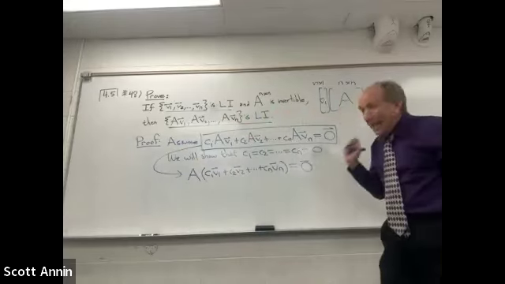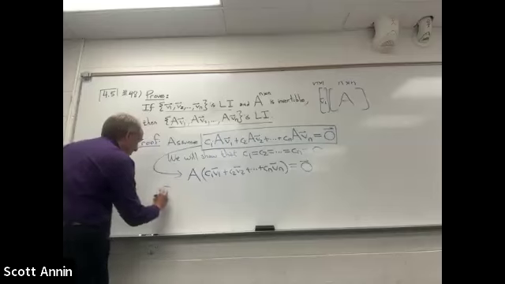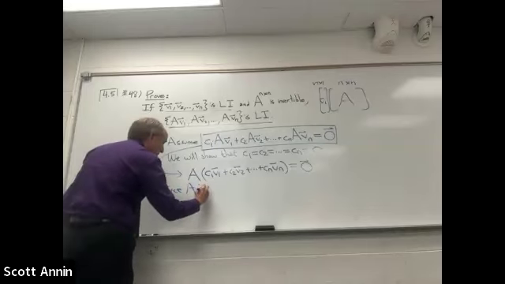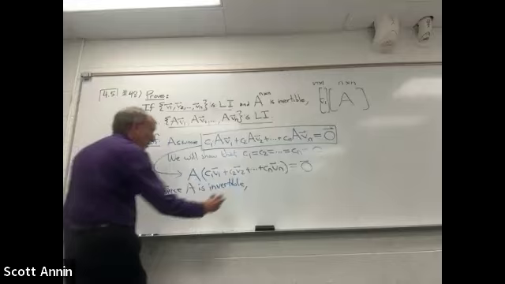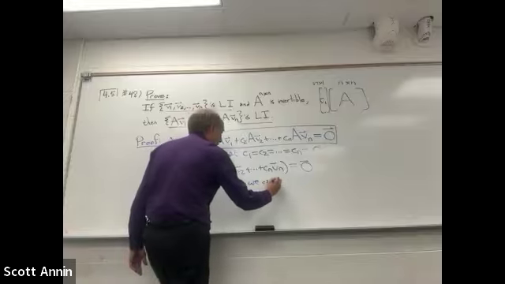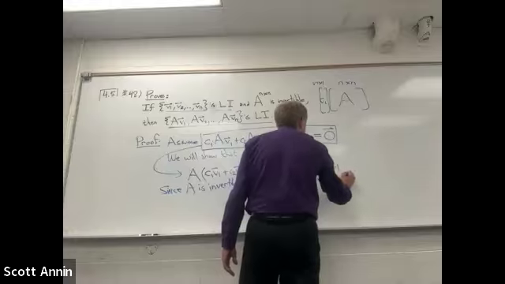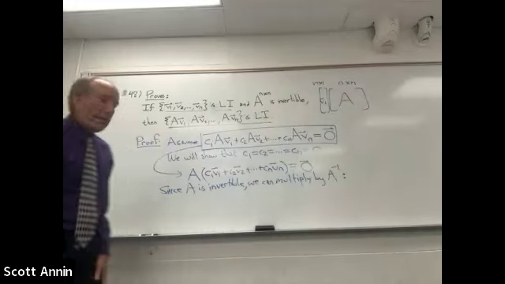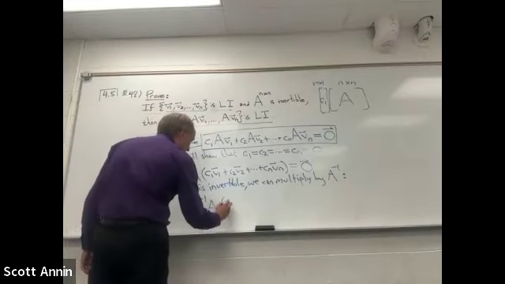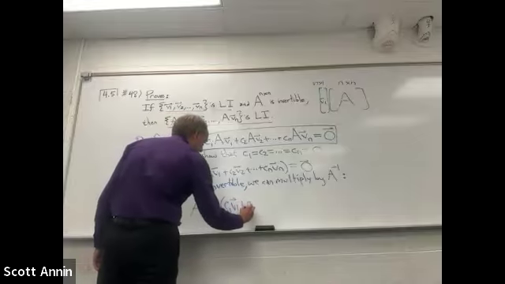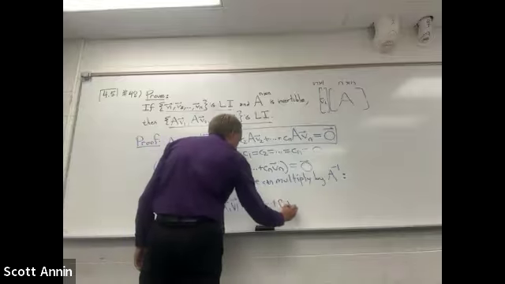Okay? Now the A is invertible, so we're going to use that to cancel this A right now. Since A is invertible, we can multiply by A inverse. And I'm just going to do that. So I'll have A inverse times A times C1 V1 plus C2 V2 plus dot dot dot plus Cn Vn.